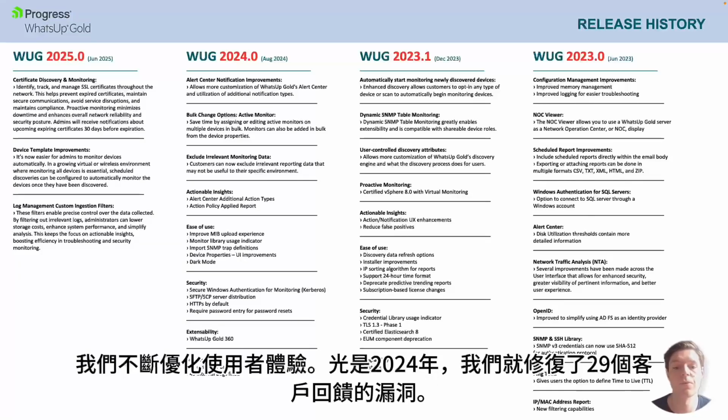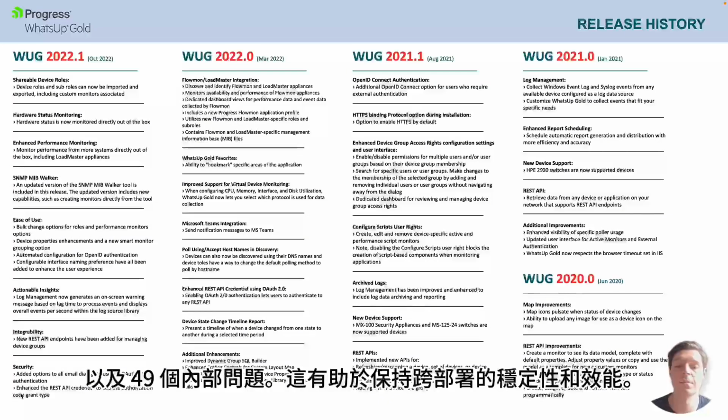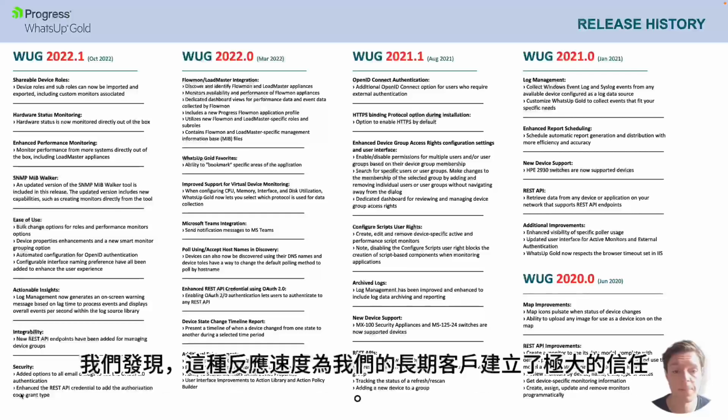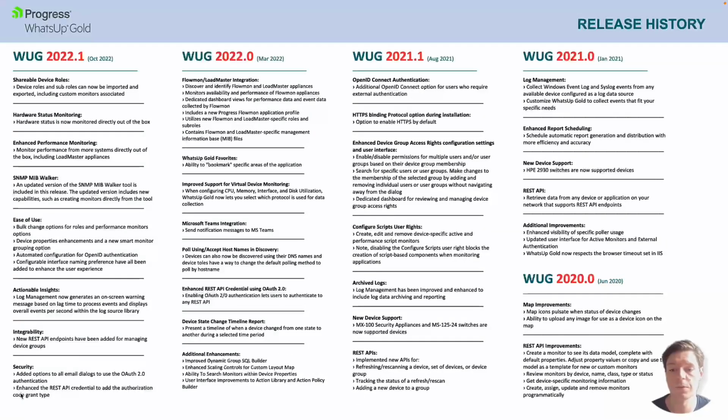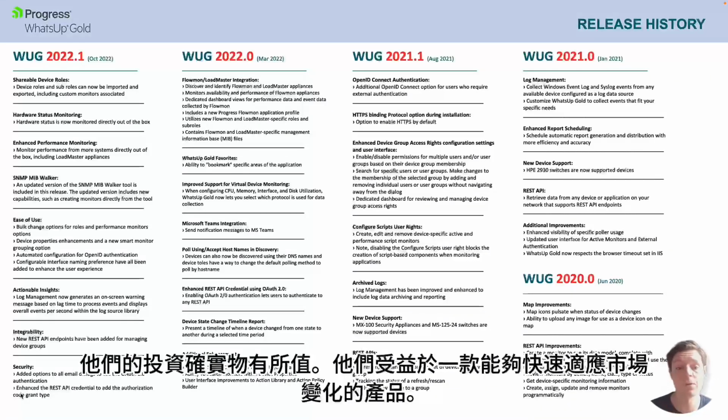But it's not just about new features. We're constantly refining the experience. In 2024 alone, we resolved 29 customer-reported bugs and 49 internal issues. This helps to maintain stability and performance across deployments, and that level of responsiveness we've found has built great trust for our long-term customers. Frequent updates mean our customers aren't left waiting for years to see improvements, and they actually get value in their investment.